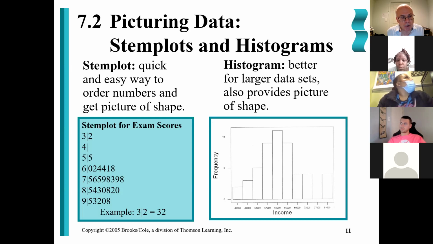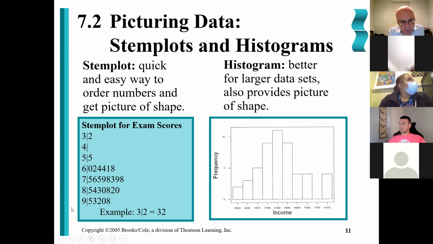Because, like 32, the 3 represents the 30s, right? That's the tens digit. And then the next digit next to it is the ones digit. All right, so 32 is the number in the data set. So what you do is you create a vertical line, and then to the left of that line, in this case, you list all of your tens digits in the data set. So they happen to run from 3 to 9.